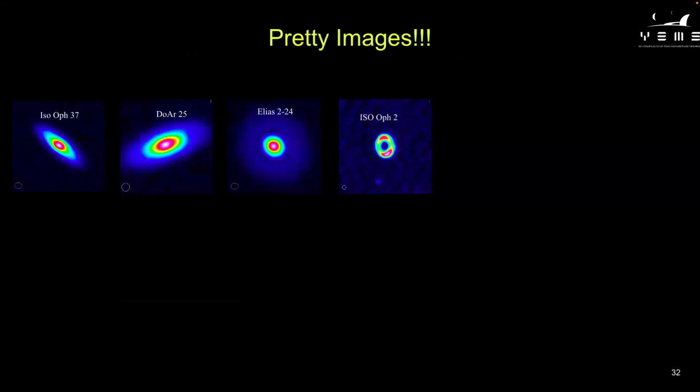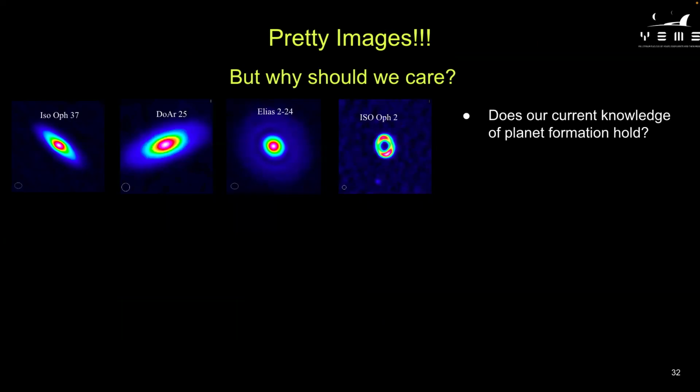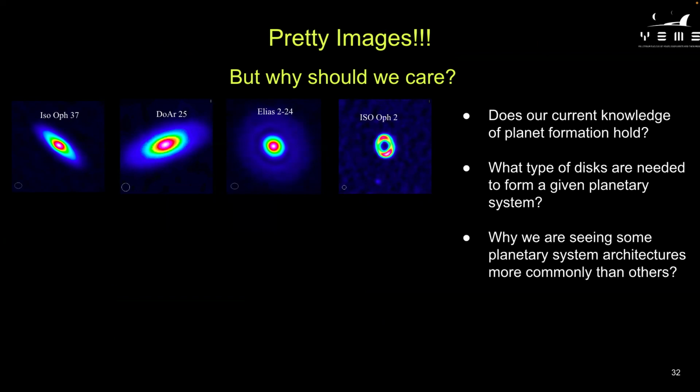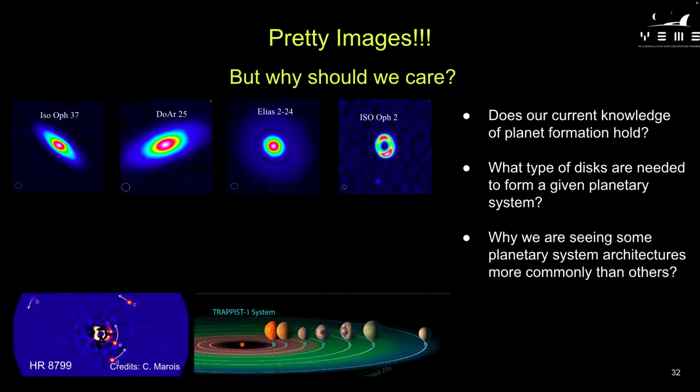Okay, there are pretty images, but why should we care? Do our current planet formation ideas and theories hold? This is one of the questions. And what type of disks are forming what type of planets? What type of planetary systems would form from what type of disks? Ideally, you have about 5 minutes. Okay, I'll finish. It will be very quick now.